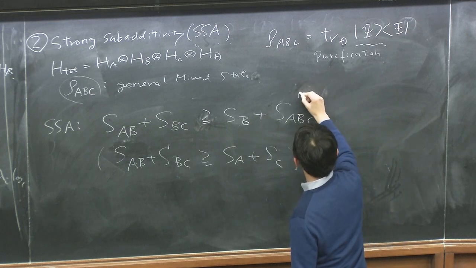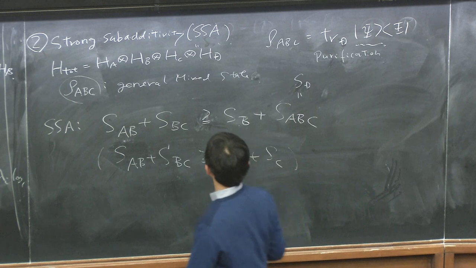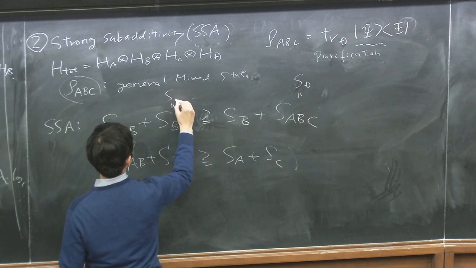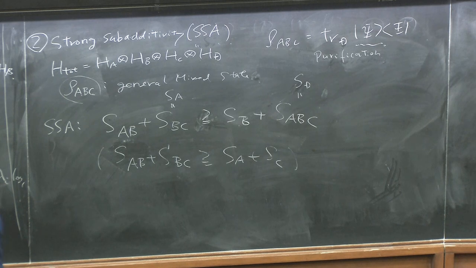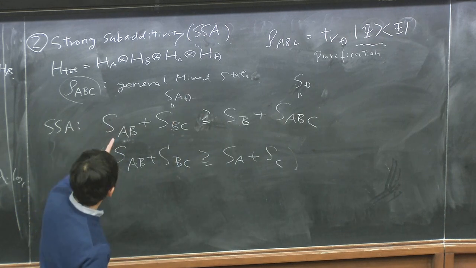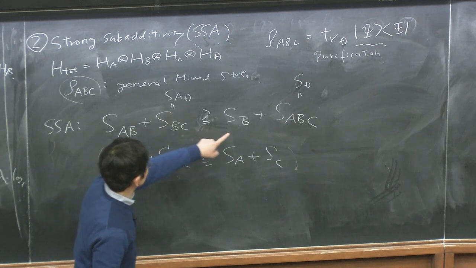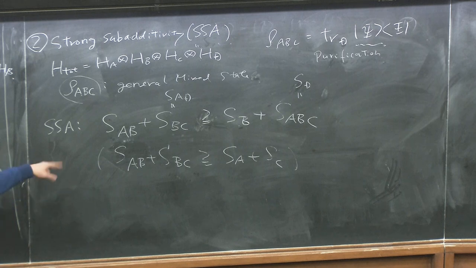Then we can see this is S_D, right? And we use this property: for a pure state, these two are the same. So this is equivalent to the complement, AD, right? If we do this, then B and D is here. B and D is exactly the same as this inequality. So these two are equivalent.